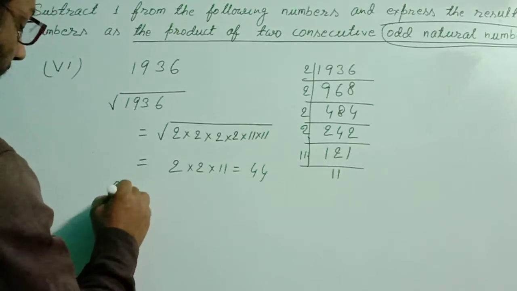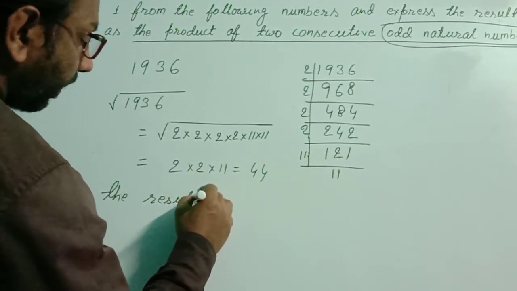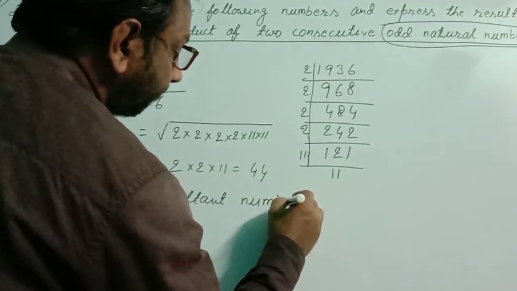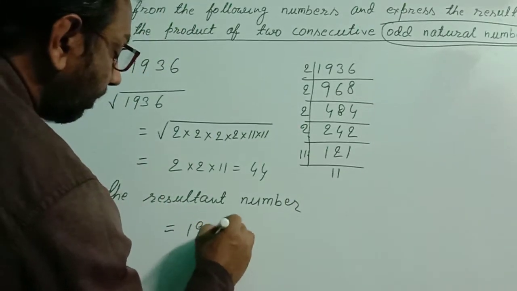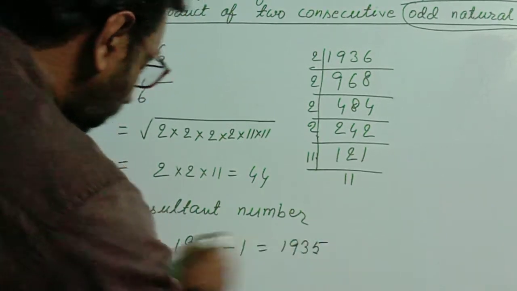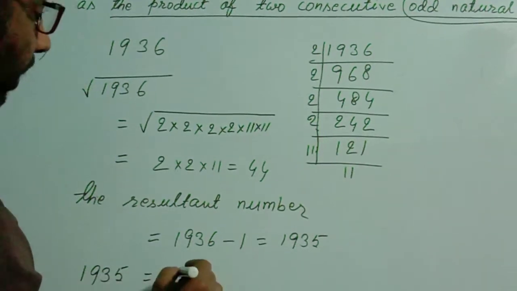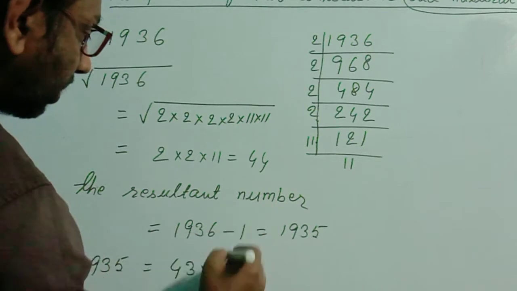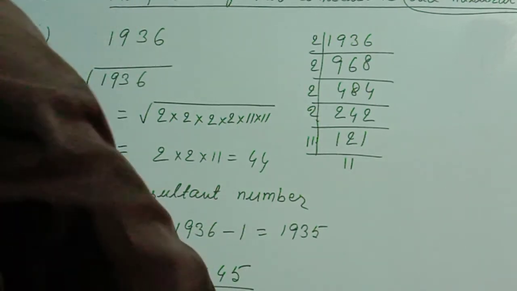Now you find the resultant number. The resultant number equal to 1936 minus 1, 1935. So this resultant number 1935 is the product of the predecessor of 44, that is 43, and the successor of 44, that is 45. These two became the answer.